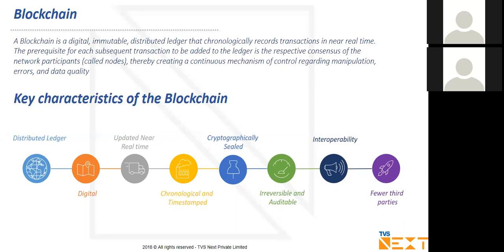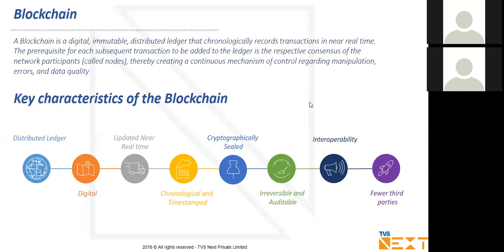And chronological and timestamped, because it all follows a certain order and it is all timestamped before it gets into the ledger. Cryptographically sealed is one of the most important features of a blockchain, because it does not just offer distribution, it also offers encryption. It encrypts particular data and then stores it in the ledger, and it gets encrypted in an asynchronous way, which we can also discuss in a later stage.